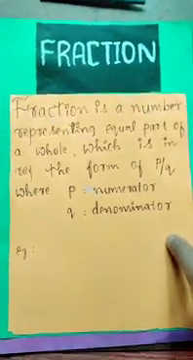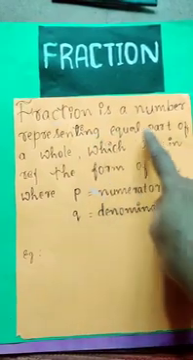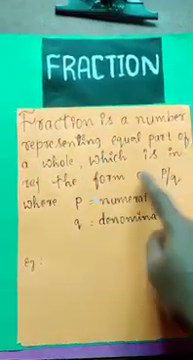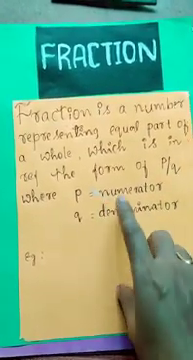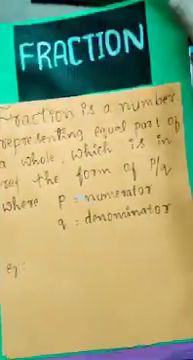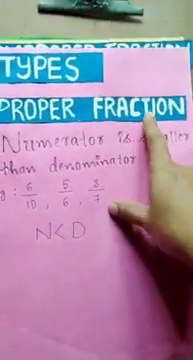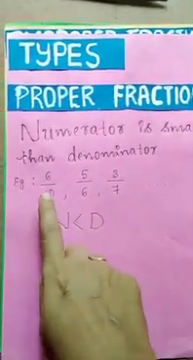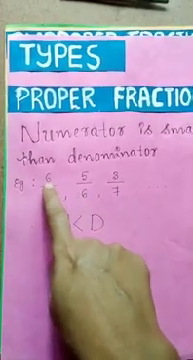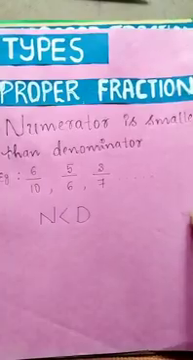See here, this is fraction. Fraction is a number representing equal part of a whole thing, which is in the form of P by Q, where P is the numerator and Q is the denominator. Next we are moving to types of fraction. The first one is proper fraction, where the numerator is smaller than the denominator. You can see the example here. All the numerators are smaller than the denominators.